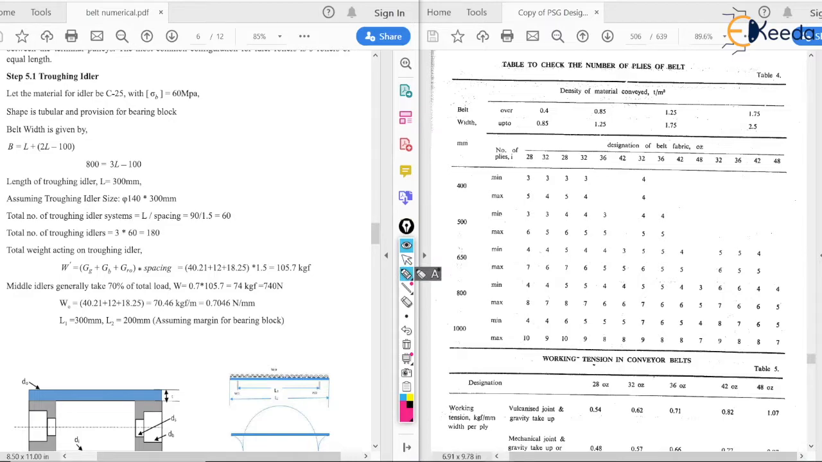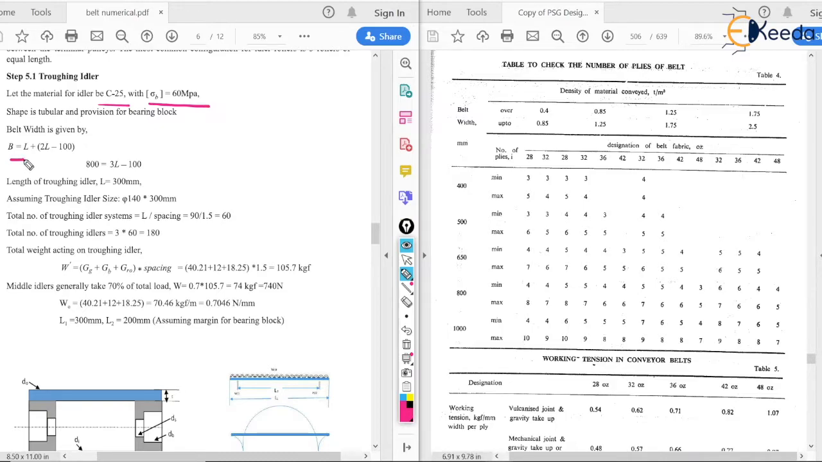Now let's start with the troughing idler. We have assumed a material C25 and sigma B as 60 megapascal. Now the shape is tubular, with provision for the bearing block. Now let's start with the belt width. The belt width is B = L + 2L - 100.